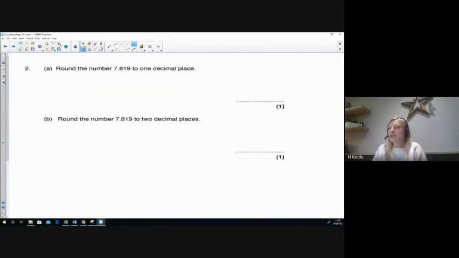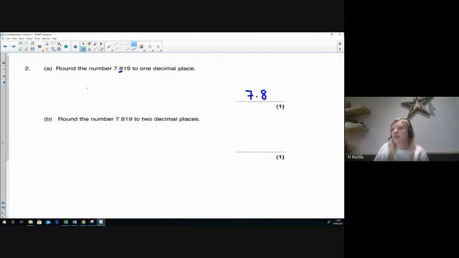Right, rounding. So round the number 7.819 to 1 decimal place. So if I want it to have 1 decimal place, that means 1 number after the decimal point. So I want to keep this number here, and then I want it to end. Now, when we do that, we always have to check the next number to see, is it 5 and above, or is it less than 5? Now, because it's a 1, that means we're going to round down, so it's going to stay the same, and my answer would be 7.8. So you're using this next number to decide whether the 8 stays an 8 or whether it goes up to a 9.